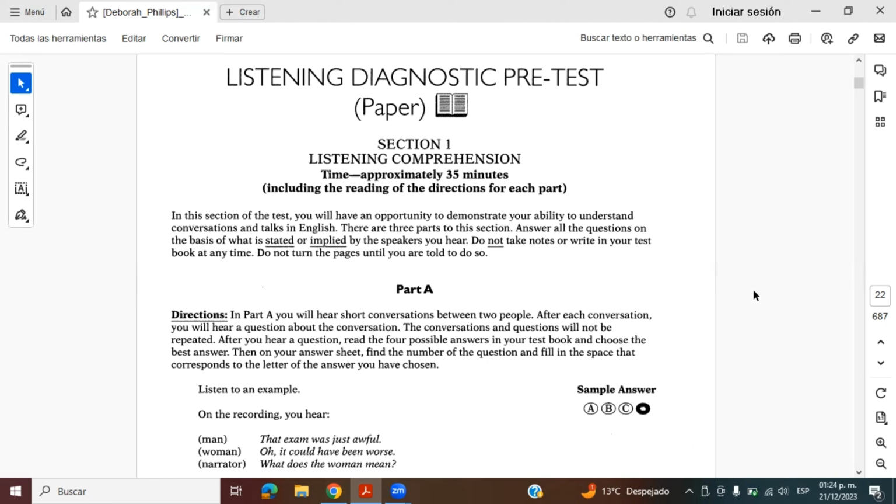Diagnostic Pre-Test. Section 1. Listening Comprehension. In this section of the test, you will have an opportunity to demonstrate your ability to understand conversations and talks in English. There are 3 parts to this section, with special directions for each part. Answer all the questions on the basis of what is stated or implied by the speakers you hear. Do not take notes or write in your test book at any time. Do not turn the pages until you are told to do so.